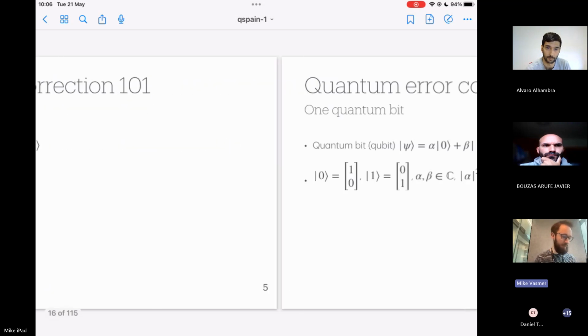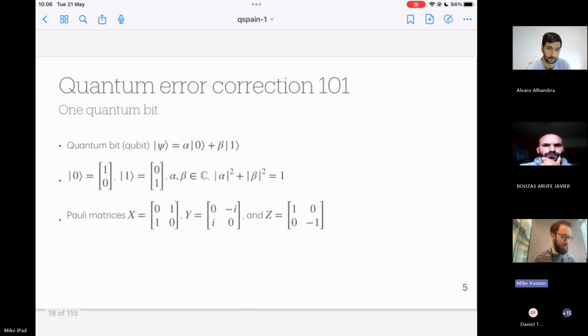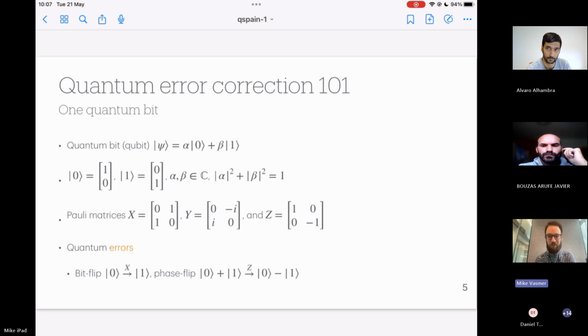So we have quantum bits, we have qubits, and then we have Pauli matrices. And all I want to say here is that the Pauli matrices, I'll think of them as quantum errors. So a bit flip is something that changes the 0 to the 1 state, and a phase flip changes the relative phase. And then the Y error is like the combination of a bit flip and a phase flip.